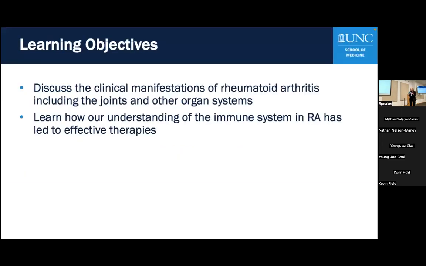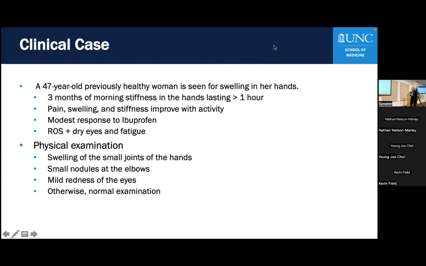Okay, so here are our learning objectives for our session this evening. First of all, we're going to talk about the clinical manifestations of rheumatoid arthritis. Again, answering some of the questions. Oops, we're going.